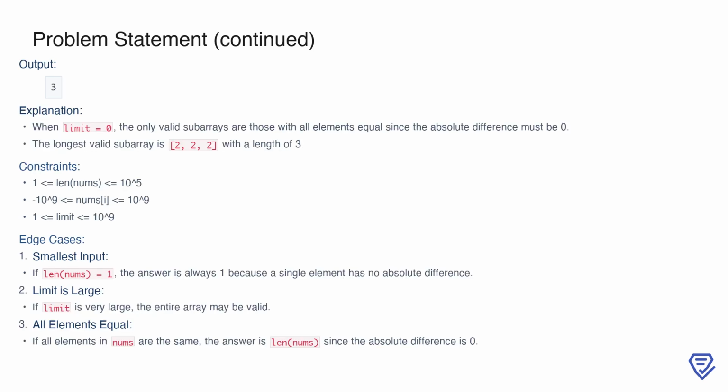In the third example, the input array is 4, 2, 2, 2, 4, 4, 2, 2, with a limit of 0. When the limit is 0, the only valid subarrays are those where all the elements are the same, because the absolute difference must be exactly 0. For this array, the longest such subarray is 2, 2, 2, which has a length of 3. Thus, the output here is 3.